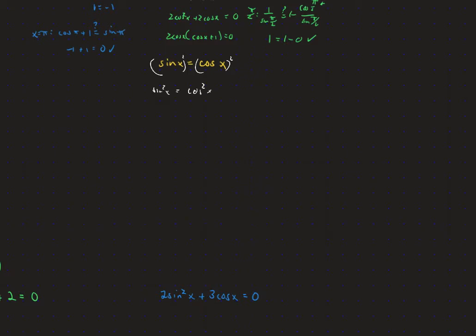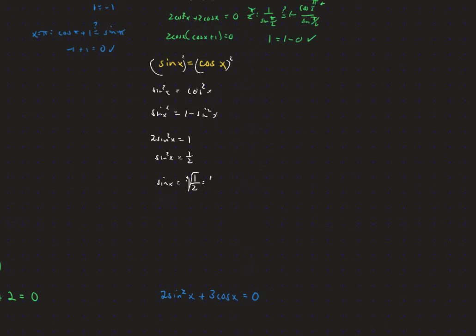So we can trade one in for the other. I'll just keep the sine and trade the cosine squared in for 1 minus sine squared. If I add the sine squared x to the other side, that's going to give us 2 sine squared x equals 1. We can divide through by 2. We can square root both sides, and we want all possible solutions.